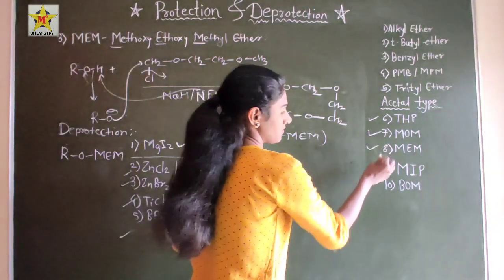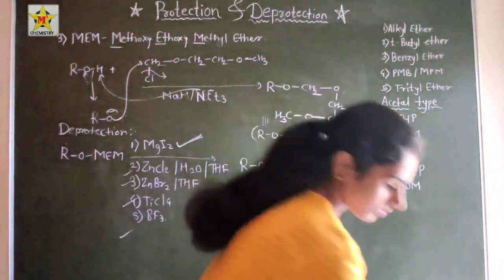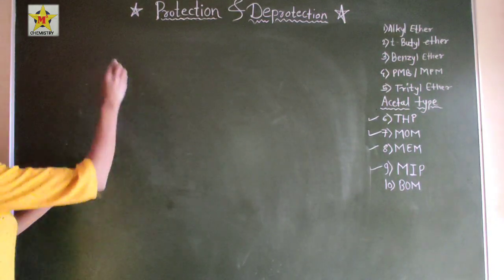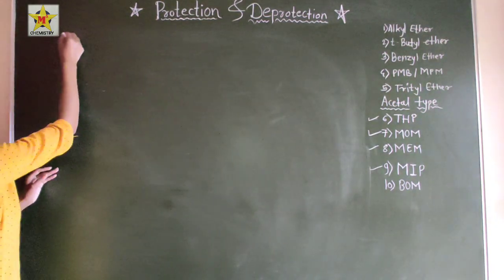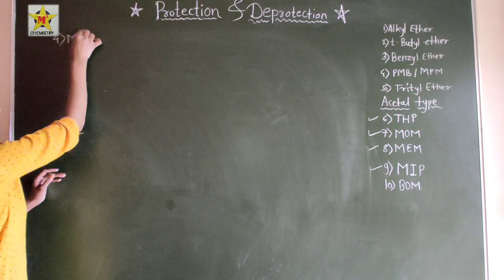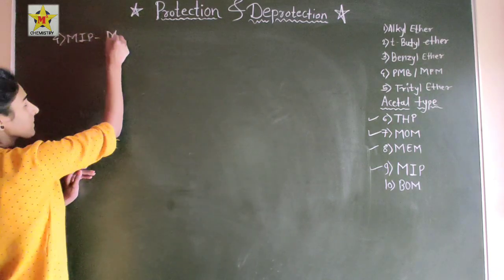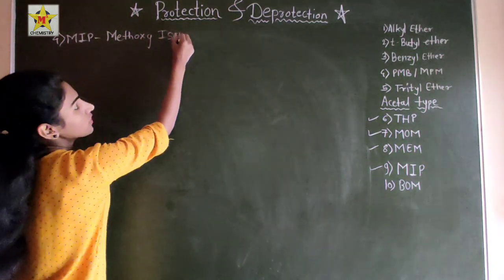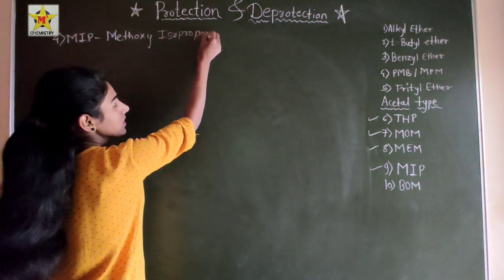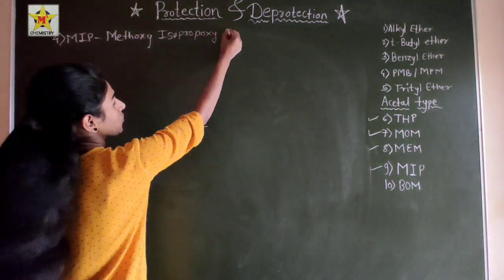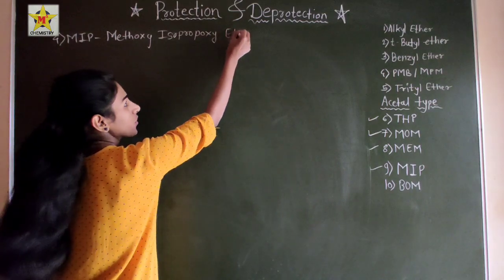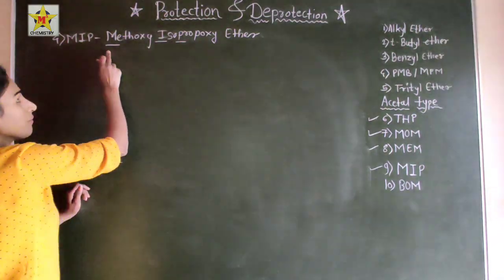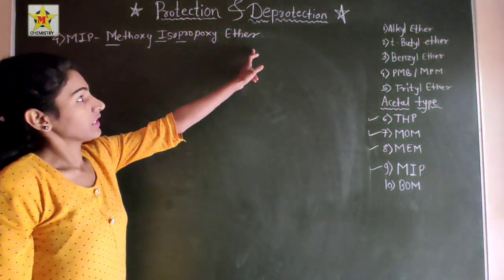So next one is methoxyisopropyl ether protection. Fourth one, MIP, means methoxyisopropyl ether protection. Methoxyisopropyl, MIP, methoxyisopropyl ether protection.